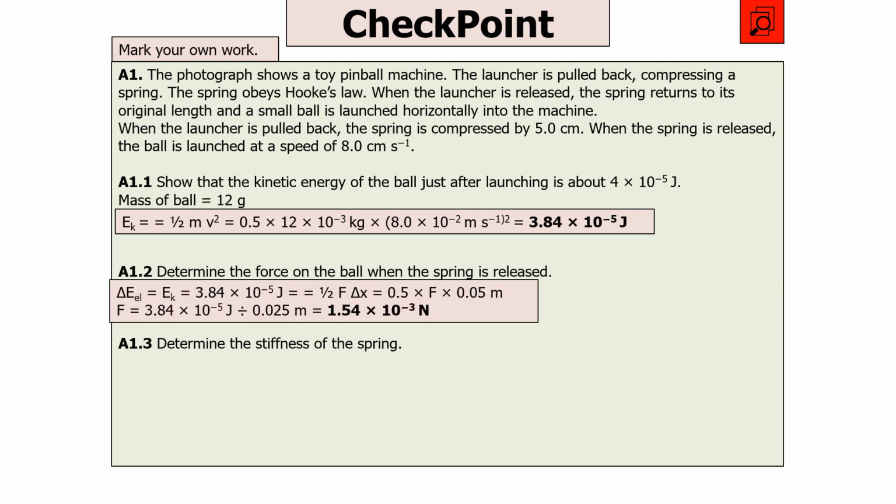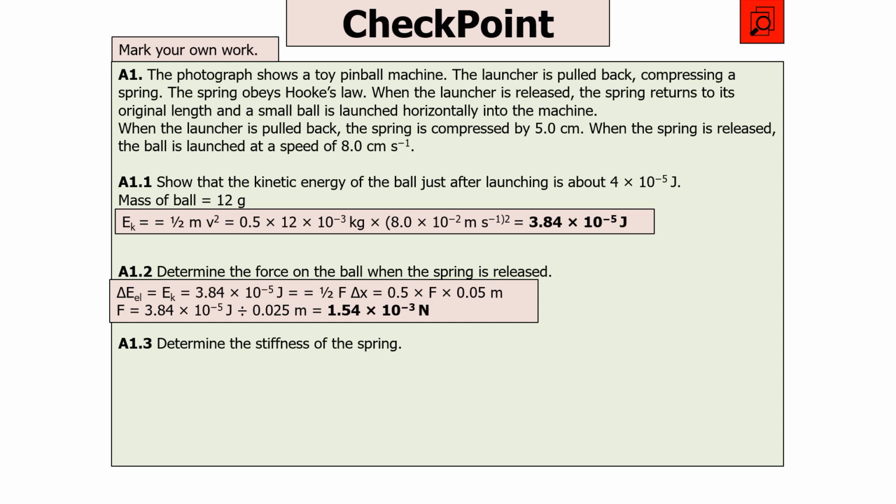We know that the force on the ball. Well, how can we work it through? We know that the kinetic energy will equal the elastic potential energy, but that also equals a half Fx, because that's the equation for elastic potential energy. So therefore, F is equal to 3.84 times 10 to the minus 5 over 0.025, and then we get 1.54 times 10 to the minus 3 newtons.